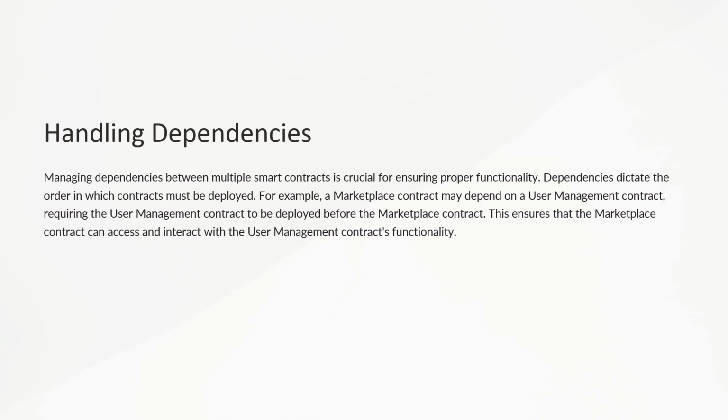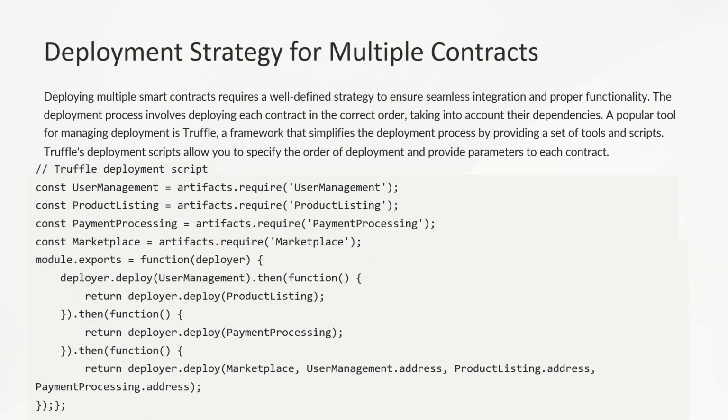Ensuring the order of contract deployment is essential for maintaining the integrity of a DApp's functionality. Deploying dependent contracts in the wrong order can lead to errors and unpredictable behavior. Understanding and managing dependencies is key to building robust, reliable DApps with multiple integrated smart contracts. Deploying multiple smart contracts requires a well-defined strategy to ensure seamless integration and proper functionality. The deployment process involves deploying each contract in the correct order, taking into account their dependencies.